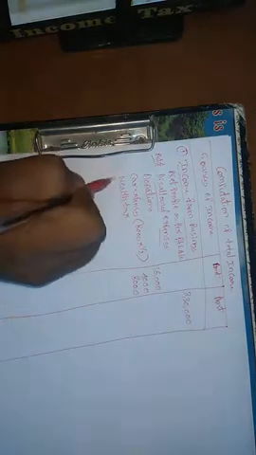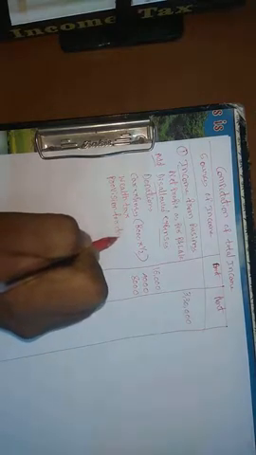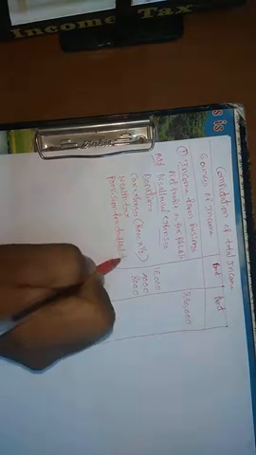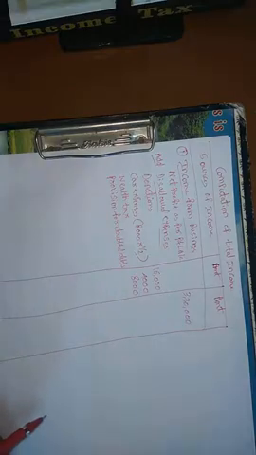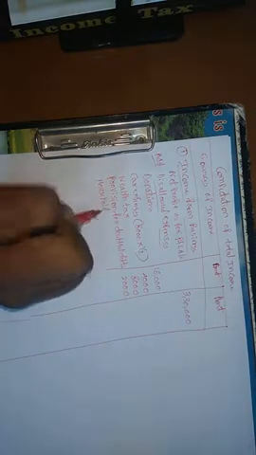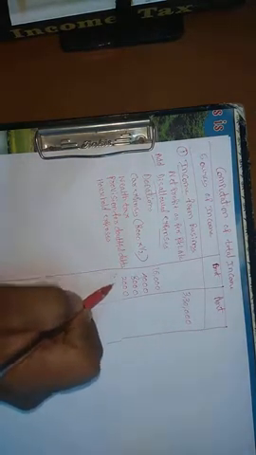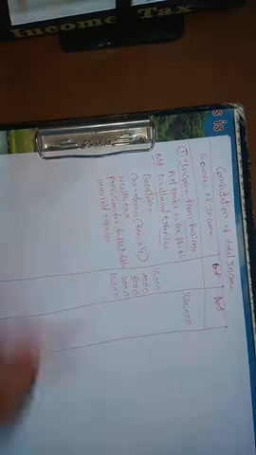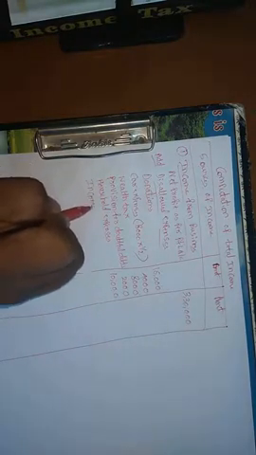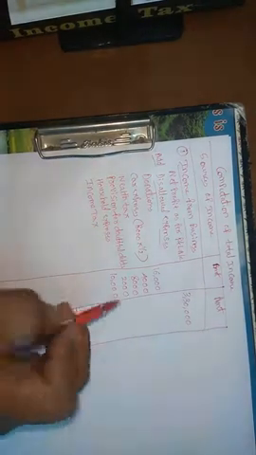Then comes provision for doubtful debts. There is a provision for doubtful debts of 2,000. We need to add it back. Then come household expenses. There are household expenses of 10,000 rupees given in the problem. Add that. Then there is income tax. We will add income tax also. The income tax given in the problem is 2,000 rupees only.